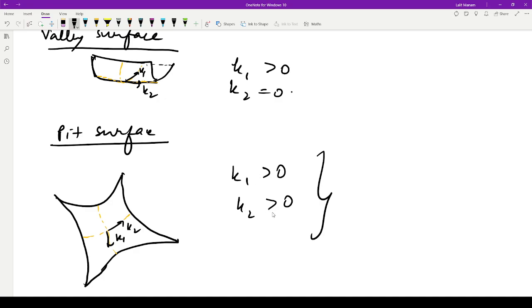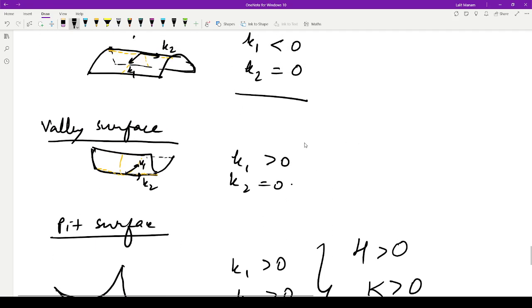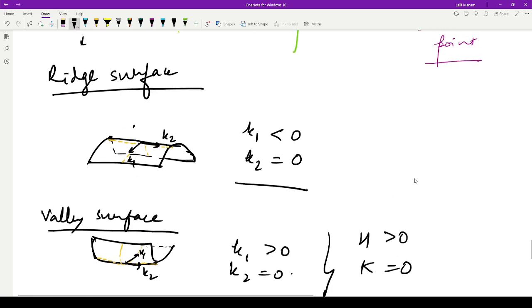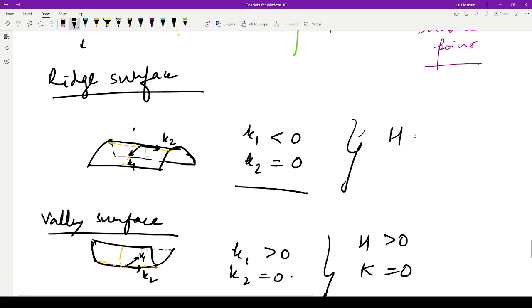Given k1 and k2 out there, what can you say about H? H is just the average of these two, right? H is greater than 0. Yes, sir. K is also greater than 0. For this case, H is greater than zero, and K is zero. K is the product, right, sir? Here H is less than 0. Average, right? Yes, sir. K equals 0.